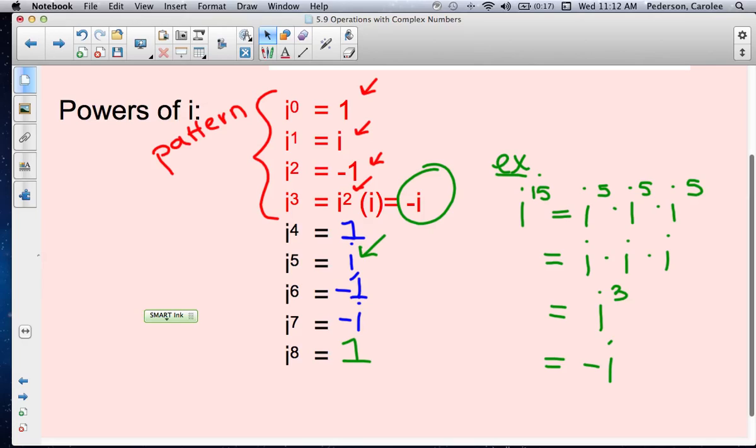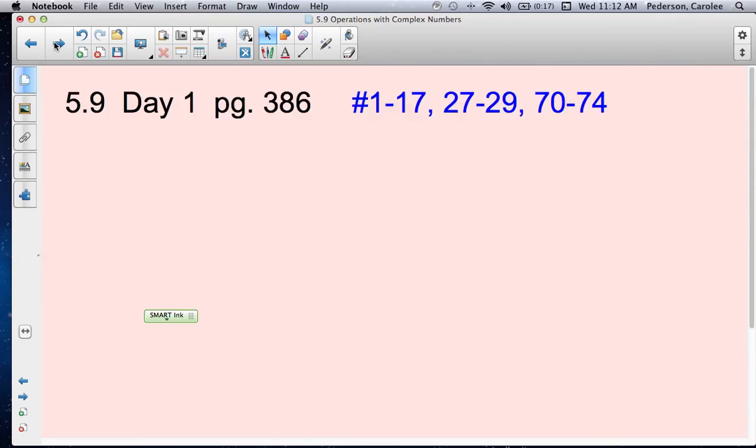You can look at more examples in the book if you'd like to, or the pattern. This will be the assignment that we'll be working on: 5.9, day 1, page 386, 1 through 17, 27 through 29, and then 70 to 74. There is a day 2 for this lesson, 5.9, day 2.